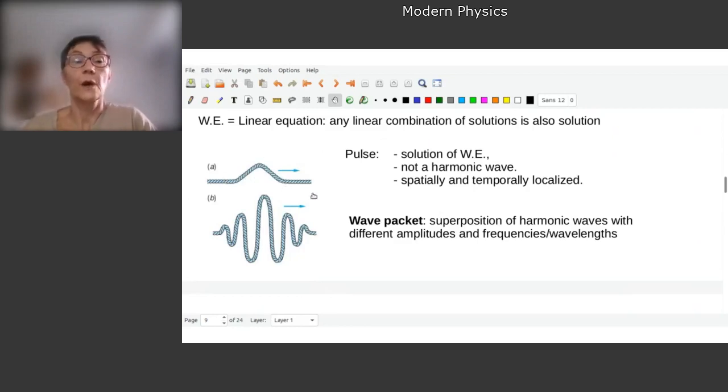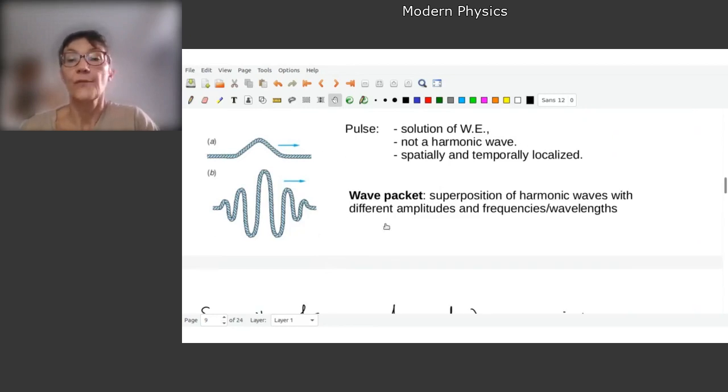And so what we are going to study today is what is called a wave packet. A wave packet is a superposition of harmonic waves with different amplitudes, frequencies and wavelengths. So it has to be constructed so as to result in this shape. Here we have shown a very simple sum of a few harmonic waves, and we are still in the classical waves.